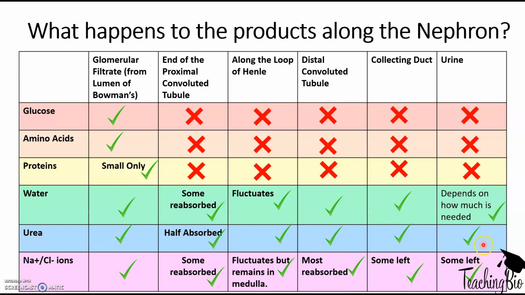We will have urea along, again, the length, and we'll have salt along the length, and then there'll be some left. It will fluctuate because a lot will be reabsorbed, but we will still have salt in our urine because urine is indeed salty.